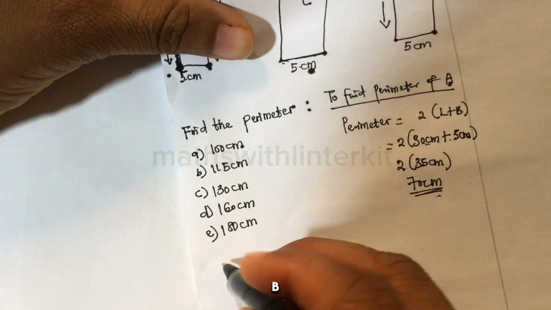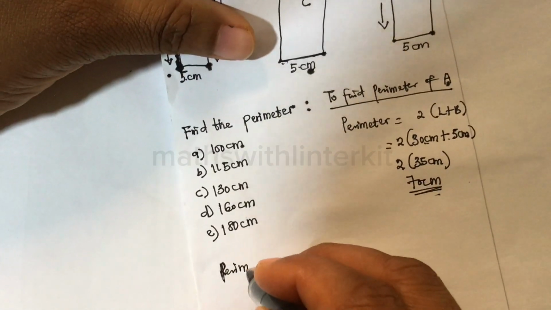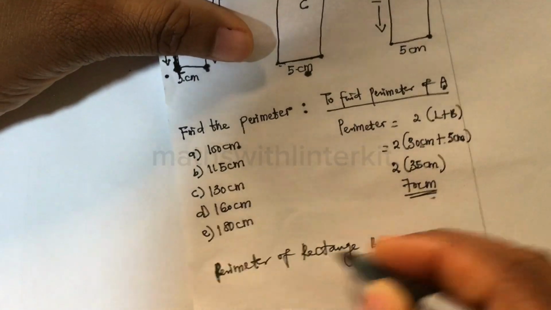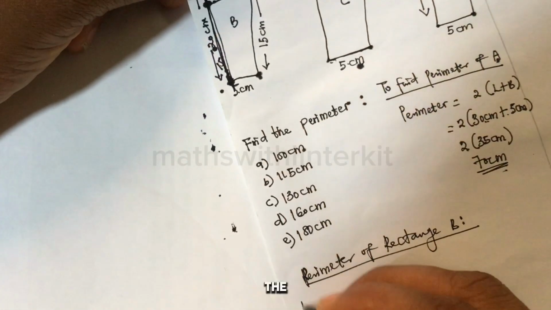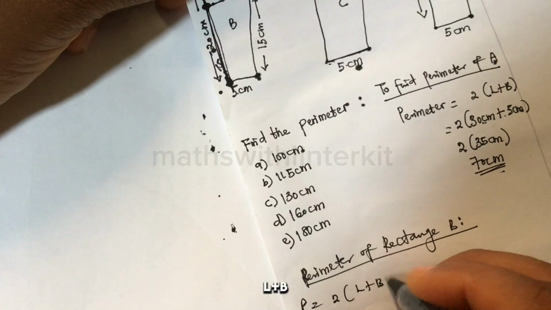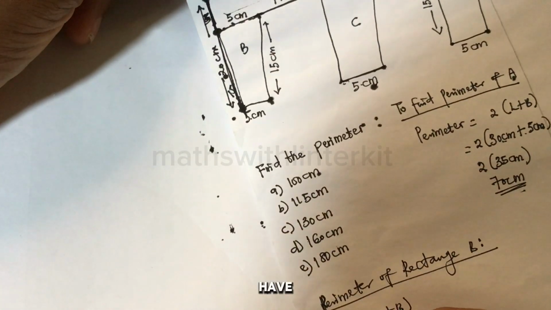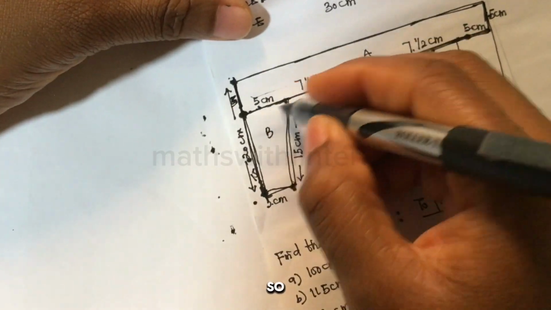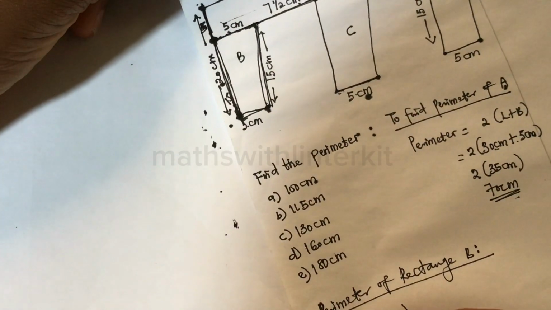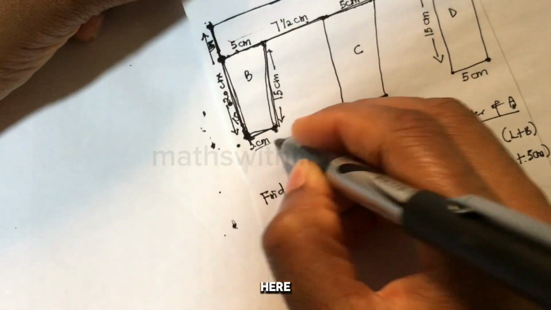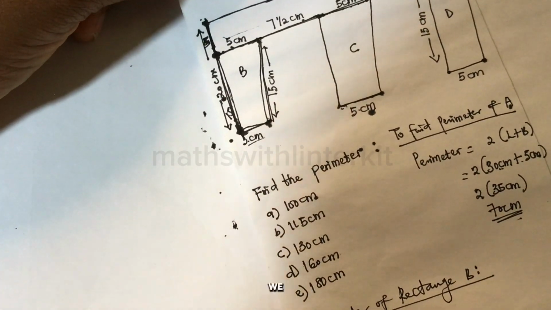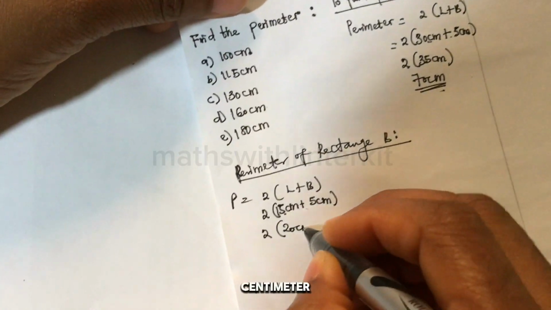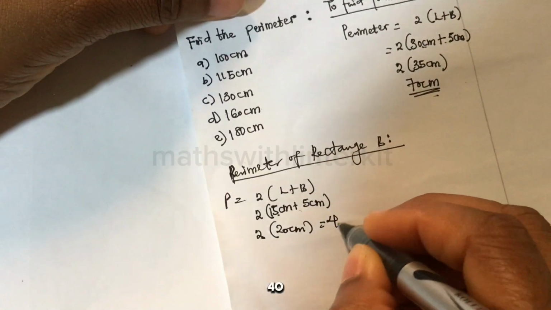Now the perimeter of rectangle B. The perimeter is 2 bracket L plus B. This is my rectangle B. So my length here is 15 centimeter plus my breadth here, which is 5 centimeter. So we evaluate the values that are in the bracket. So that will be 2 bracket 15 plus 5, that's 20 centimeter. So 2 times 20, that will be 40 centimeter.